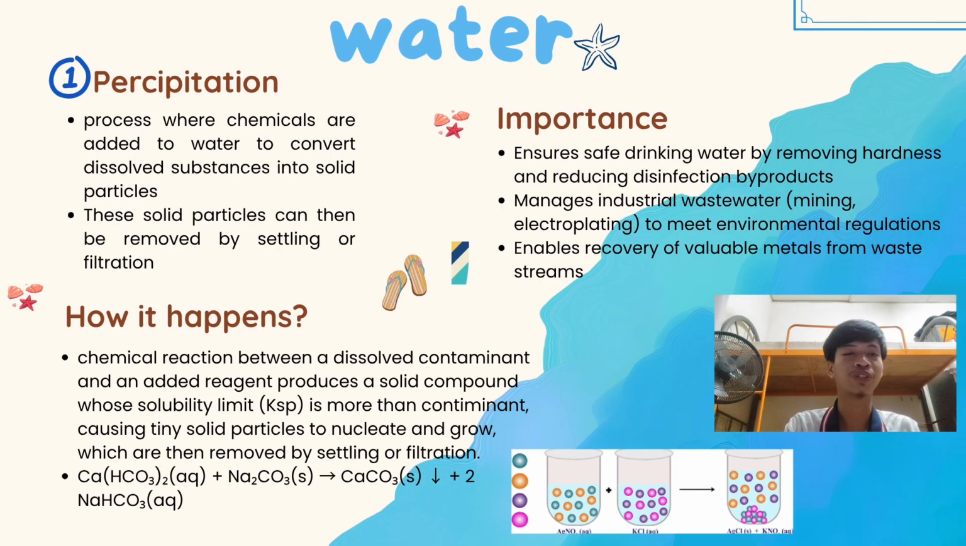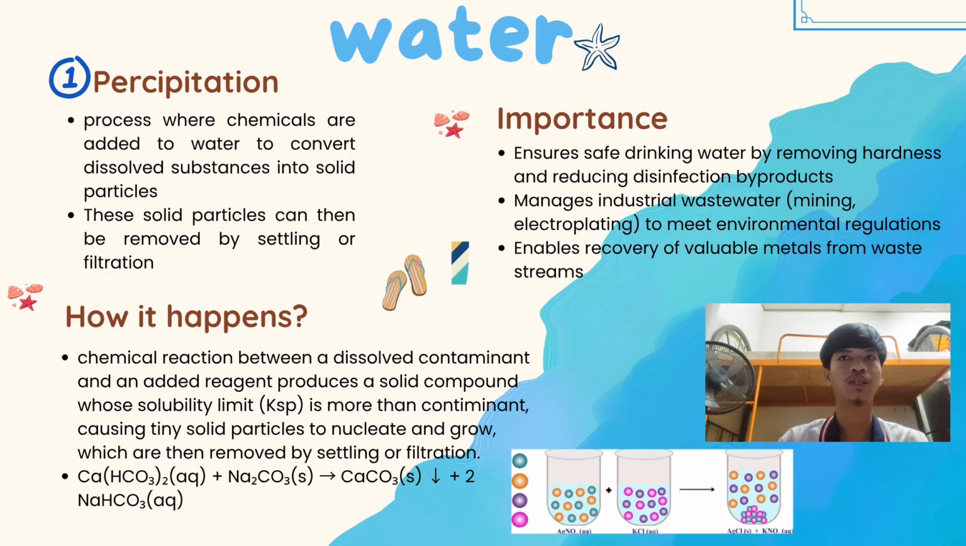Precipitation is a process where chemicals are added to water to convert dissolved substances into solid particles. These solid particles can then be removed by settling or filtering. So how does the precipitation process happen?